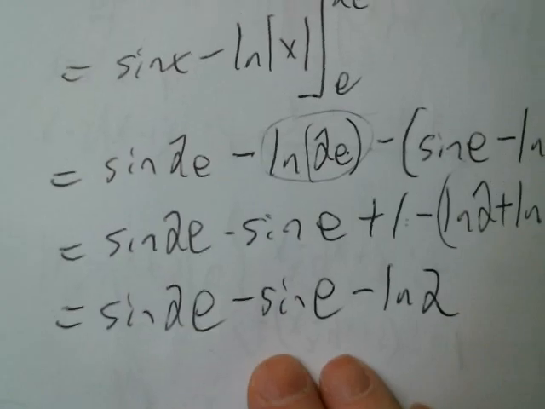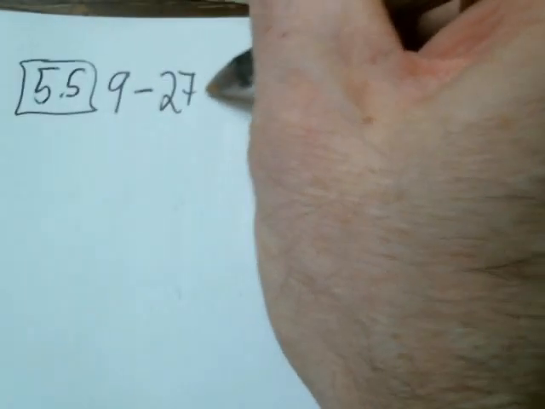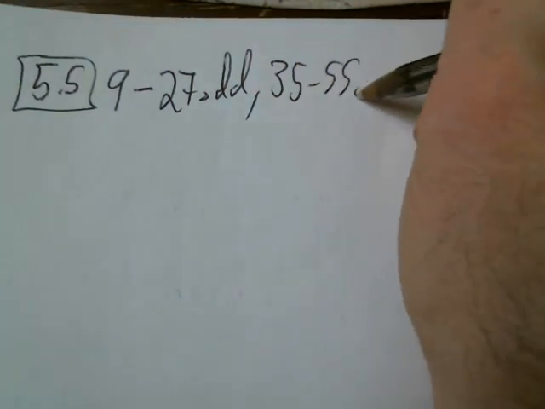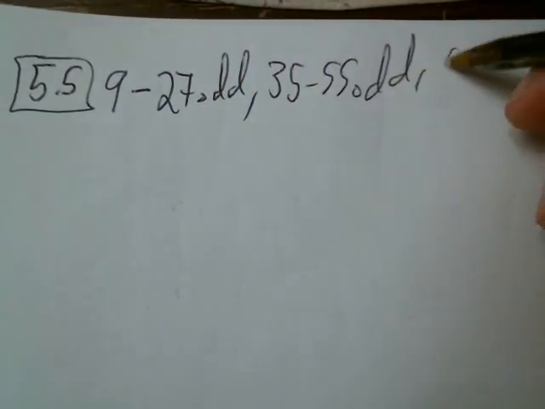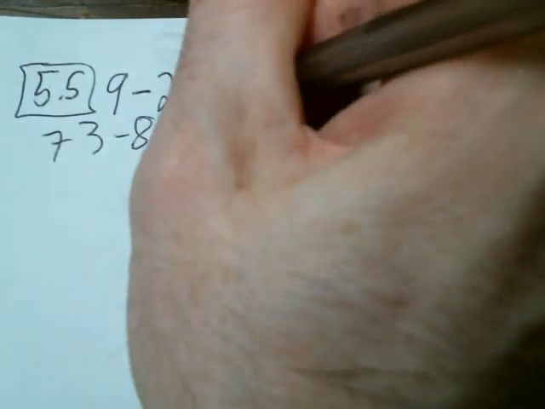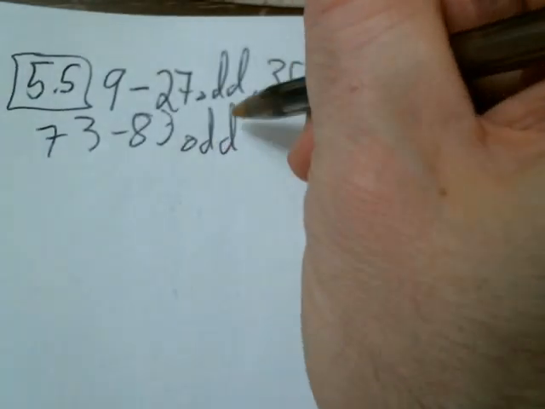Let's go to 5.5. And 5.5 is all about u subs. So you need to master these u subs if you're going on. Very, very important process. So I'm looking at problems like 9 to 27 odd, 35 to 55 odd, 67 to 71 odd, and then 73 to 83 odd.